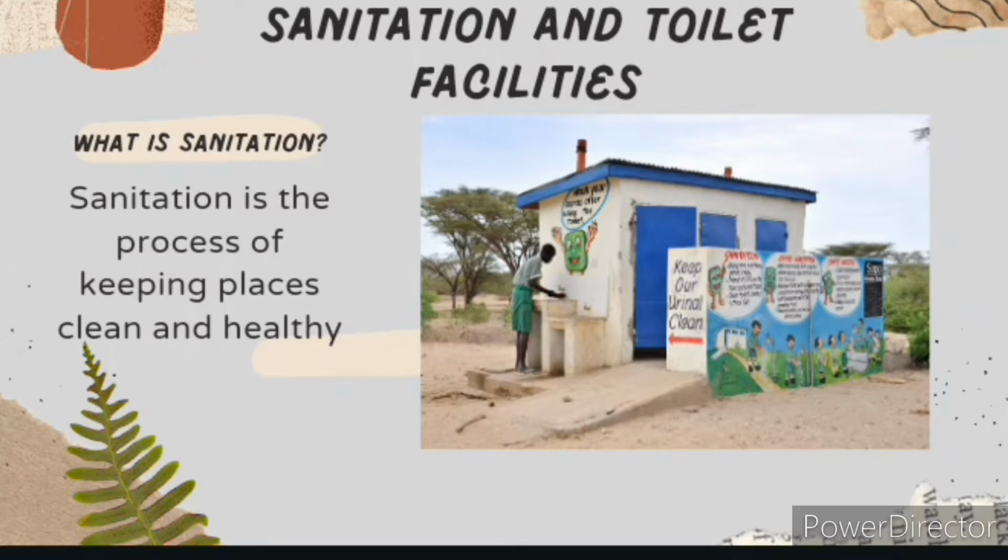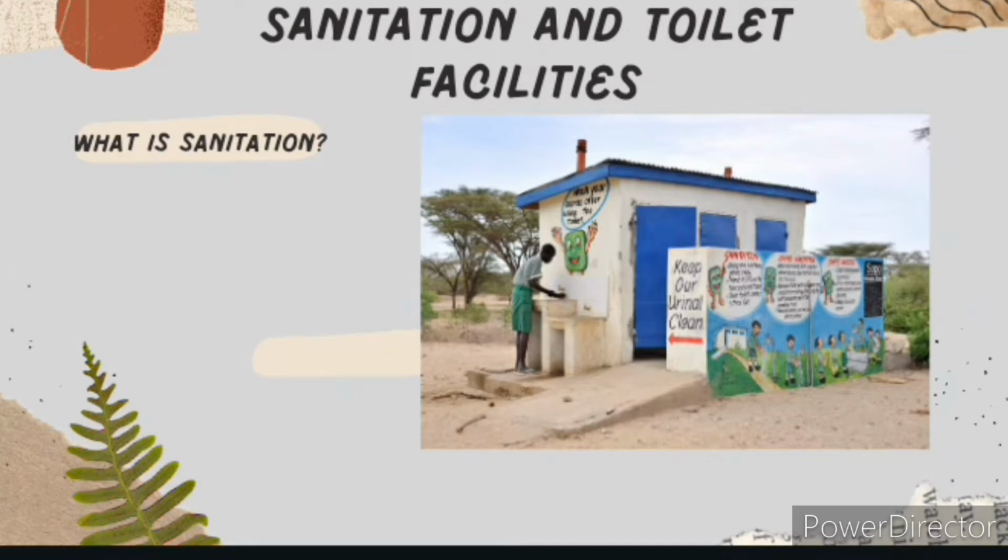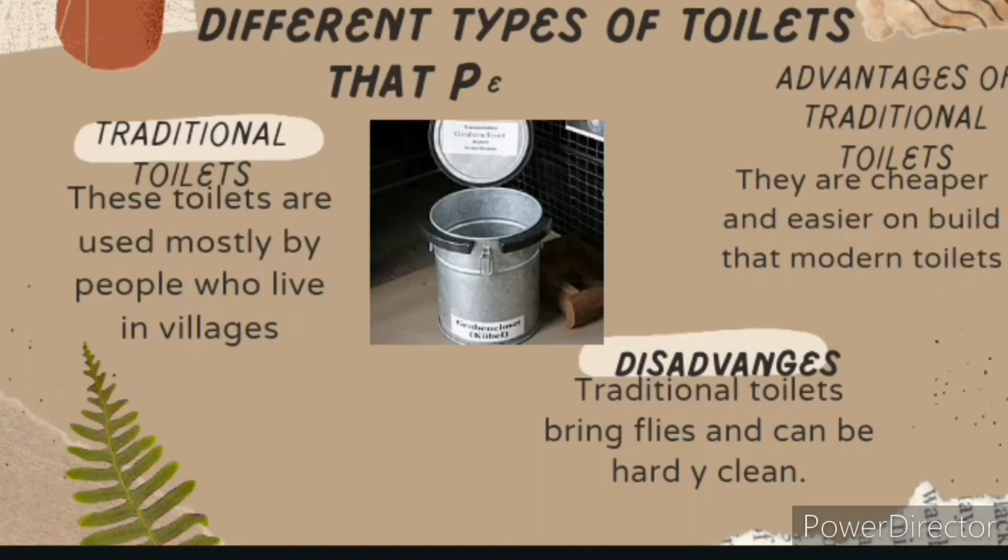One place that is very important to keep clean is the toilet. Keeping our toilets clean will help us keep bad germs and diseases away. Now we have different types of toilet that people use. One is the traditional toilet.